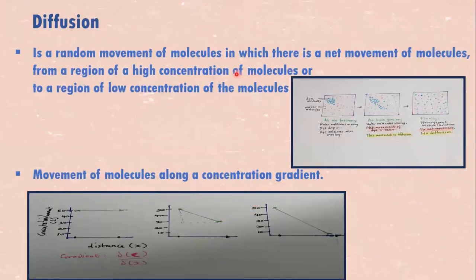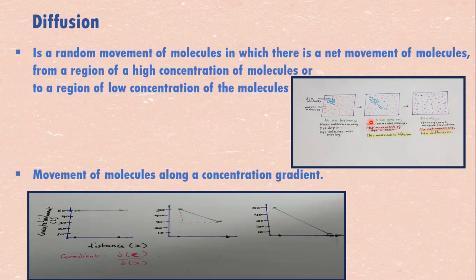Simply, it is the random movement in which the net movement of molecules is from regions of high concentration to regions of lower concentration. That is diffusion. You can also say that it's movement along a concentration gradient. We saw this when we discussed concentration gradient. So it's just here is more concentrated, and the molecules will just move down the slope to areas where the concentration is small. That is diffusion, net movement of molecules from regions of high concentration to regions of lower concentration.